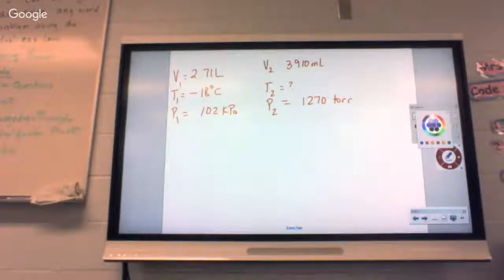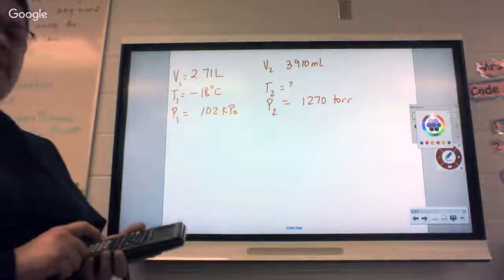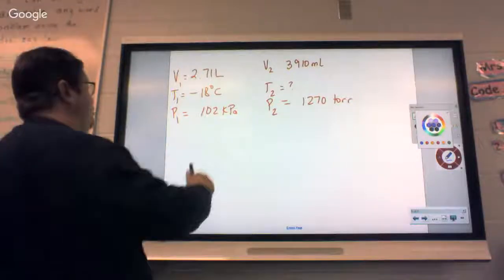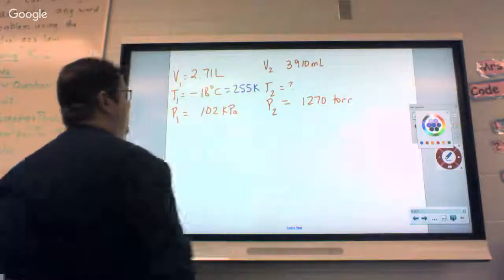So our problem is absolutely none of the units are in the right unit. The volumes don't match, the pressures don't match, and the temperature is in the wrong unit. So everything has to be converted. So the Celsius is the easiest one to do because it has to be changed to what? So negative 18 plus 273 is 255 Kelvin. So that one's done.